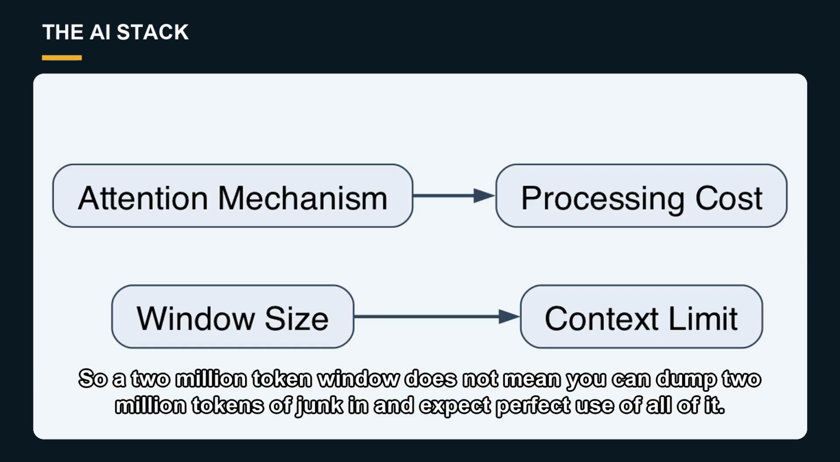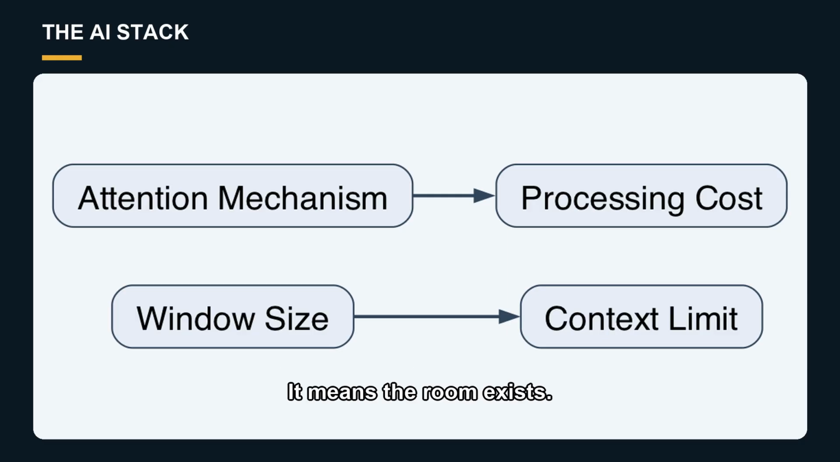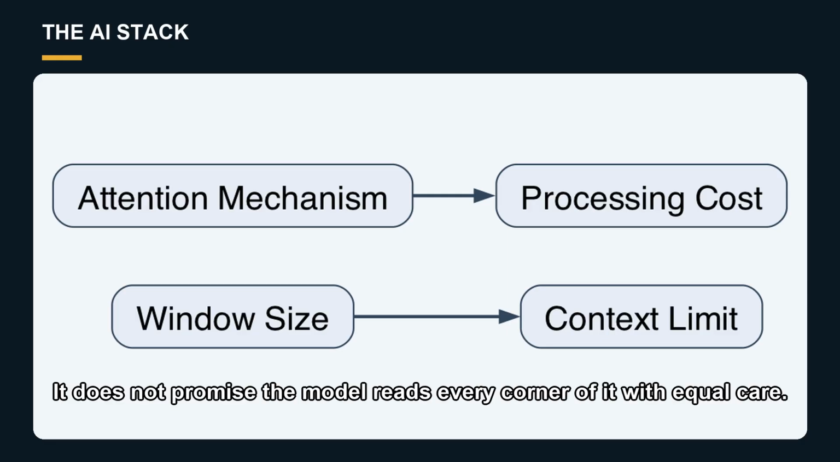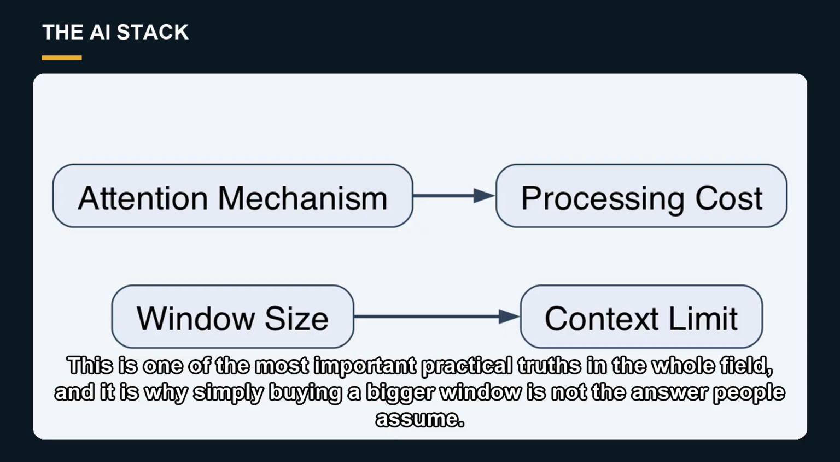So a 2 million token window does not mean you can dump 2 million tokens of junk in and expect perfect use of all of it. It means the room exists. It does not promise the model reads every corner of it with equal care. This is one of the most important practical truths in the whole field, and it is why simply buying a bigger window is not the answer people assume.